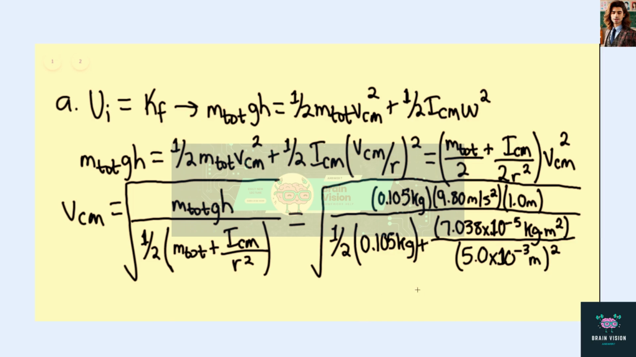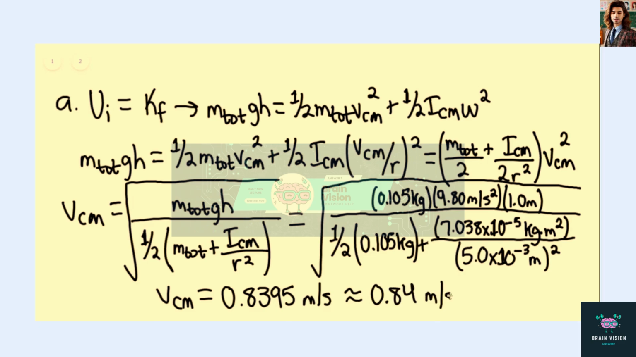Clean this up, and we finally obtain that the velocity of the center of mass equals 0.8395 meters per second, or approximately 0.84 meters per second. This would be our final answer for part A.